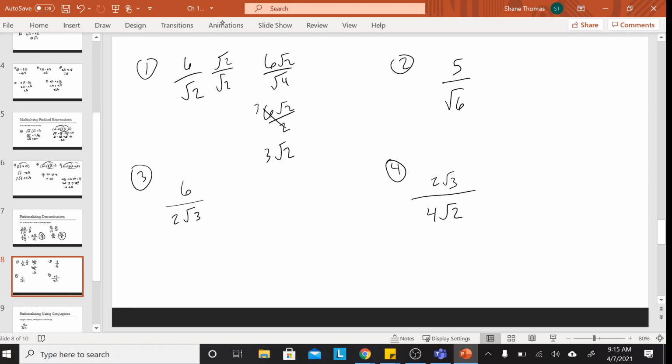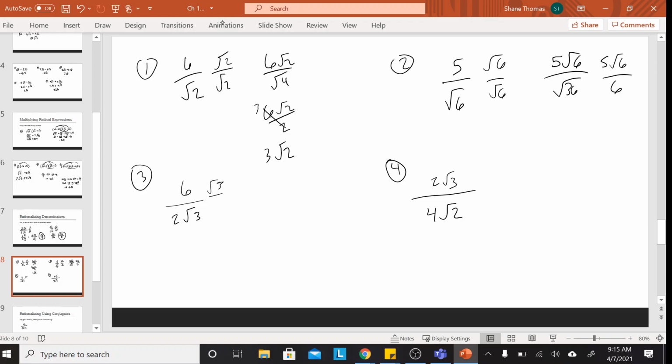Second one, what do I need to multiply by? Root 6 over root 6. Okay, so on top I have 5 root 6. On the bottom I have root 36. Root 36 becomes 6. And I have 5 root 6 over 6. Is there anything I can do there? Okay, I cannot.